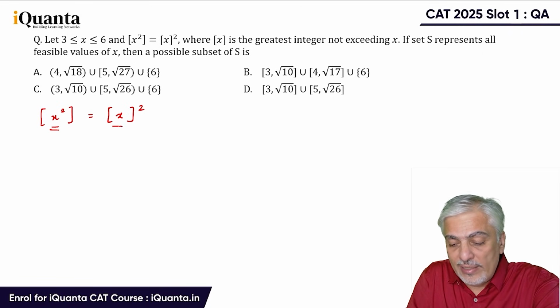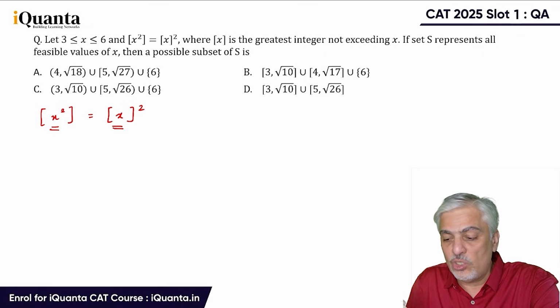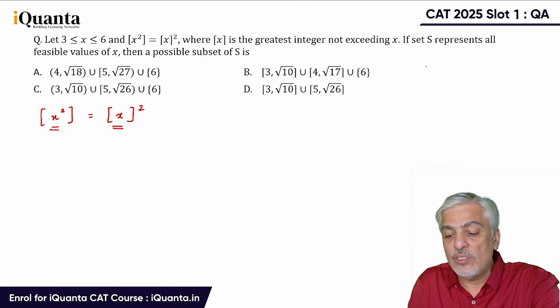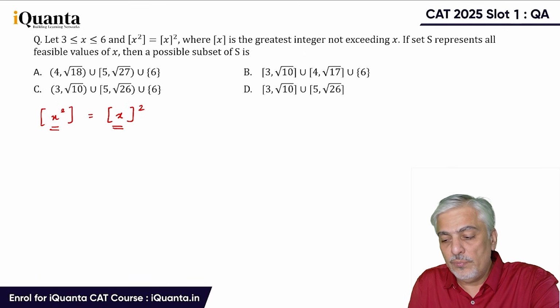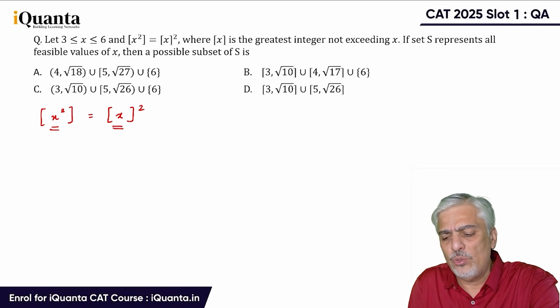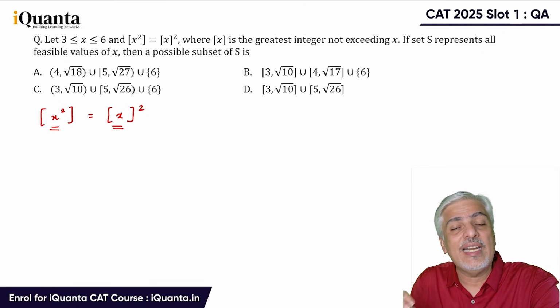Here we are going to apply the greatest integer function first and then the square. If set S represents all feasible values of X, then a possible subset of S is what? So the main thing was to check the values for roots. In the options there are root 18, root 27, root 26 and so on. I'm just going to check some random values and explain to you that it will not satisfy for any of the roots first.